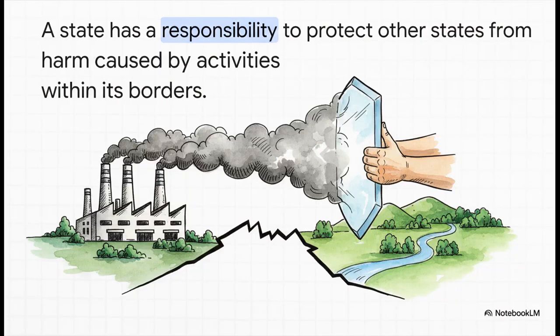And here it is. This is the sentence you highlight, you underline, you commit to memory. The Trail smelter case established that no country has the right to use its territory in a way that causes serious harm to the territory of another country. This idea, this principle of state responsibility for transboundary harm, became the absolute foundation of all modern international environmental law.